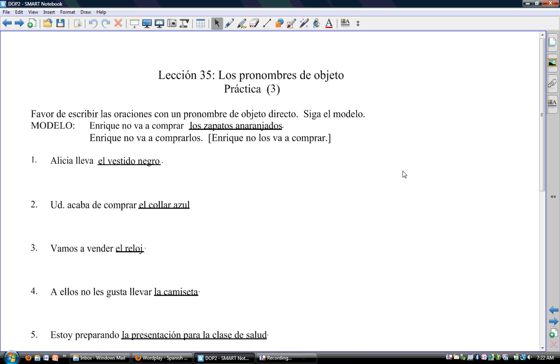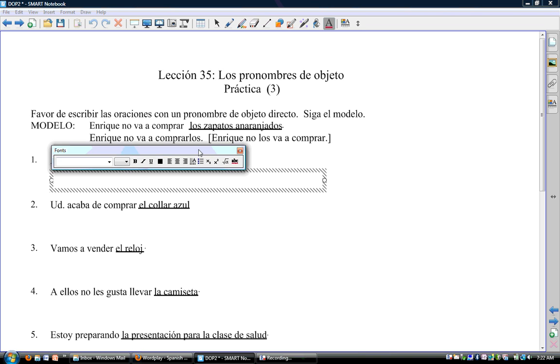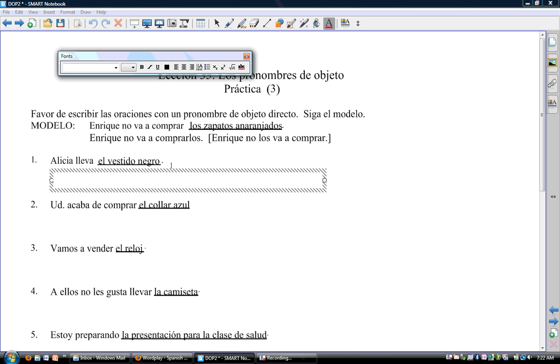This one, however, is more important for the quiz and shouldn't have been that hard, I hope. All you had to do was rewrite these sentences and take out the part I underlined and put in lo, la, los, or las. So basically, you just keep the words that I kept, so Alicia lleva, and then you're taking out el vestido negro. Again, you choose lo, la, los, or las to replace it. And so, as we talked about, it would be a lo.